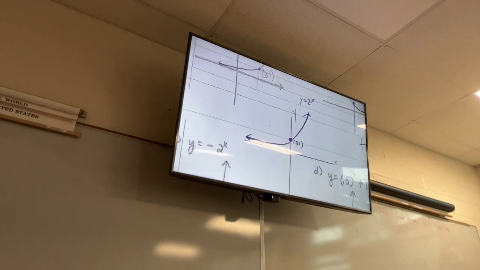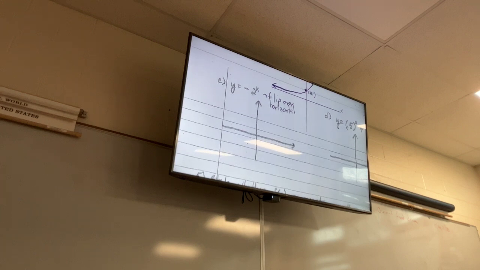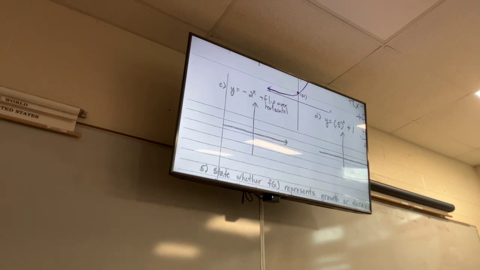Okay. C. What's a minus? Then again, my minus is outside my exponent. What's that do? Flip over what? Horizontal, yeah. So just like my parent graph, except it'll be flipped in the horizontal axis. Okay.